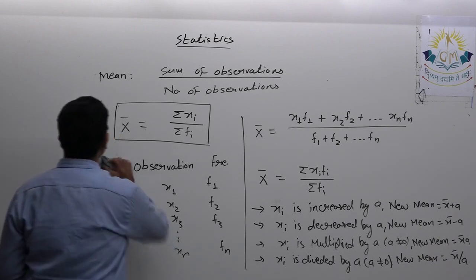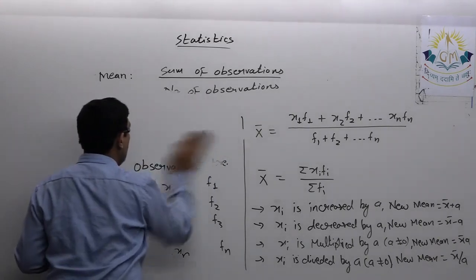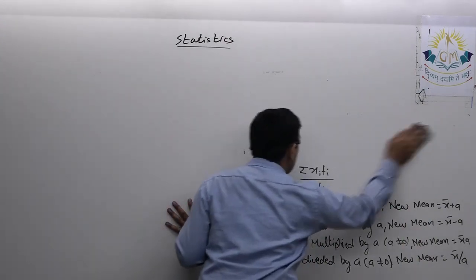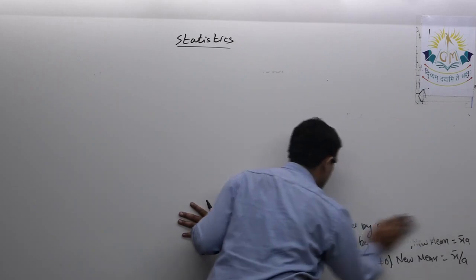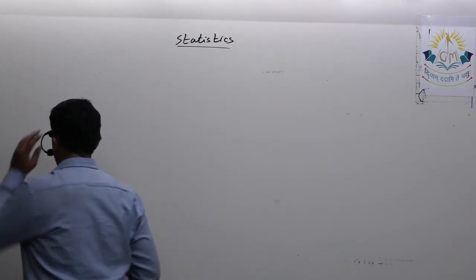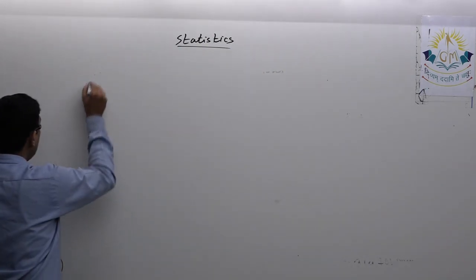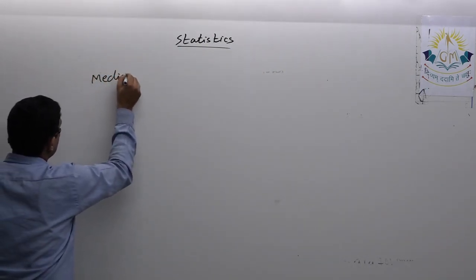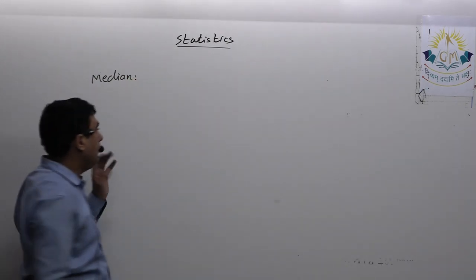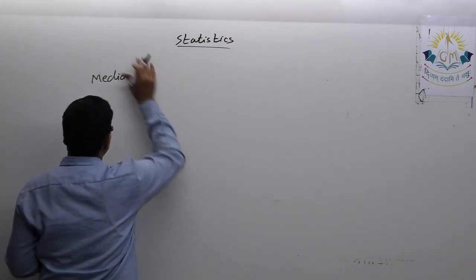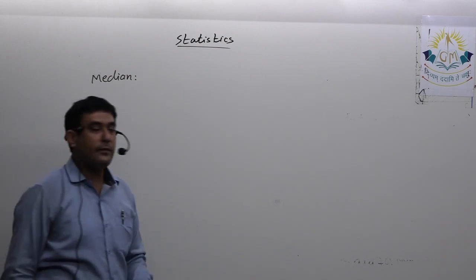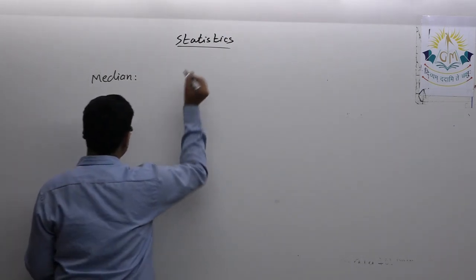Now next, after mean we'll see mode and then median, or let us see first median and then we come to the mode. Median, as its name says, is the middlemost value of the given observations for ungrouped data. Median is simply the middlemost value of the data. A median can be found in two ways: if the number of observations is odd and if the number of observations is even.